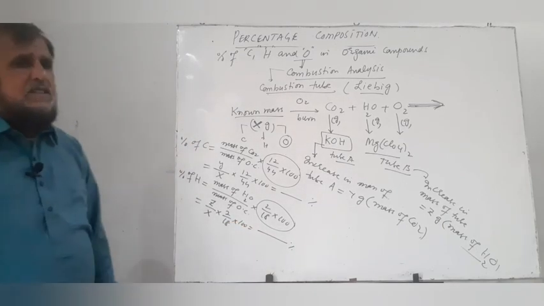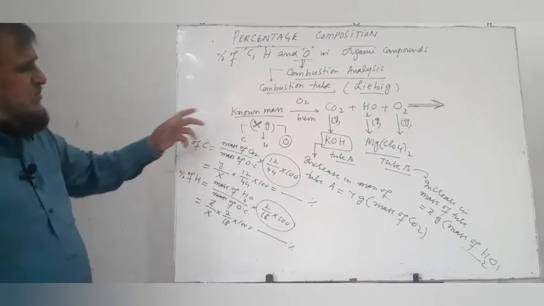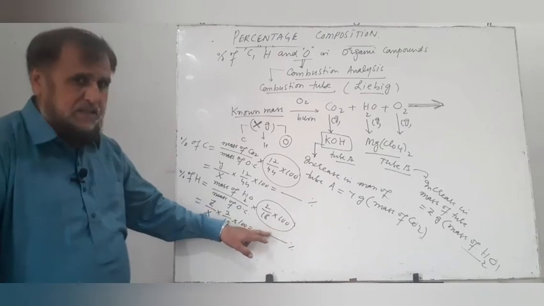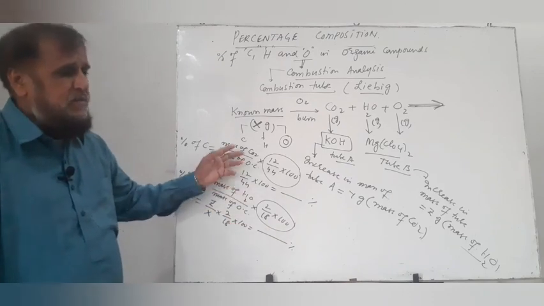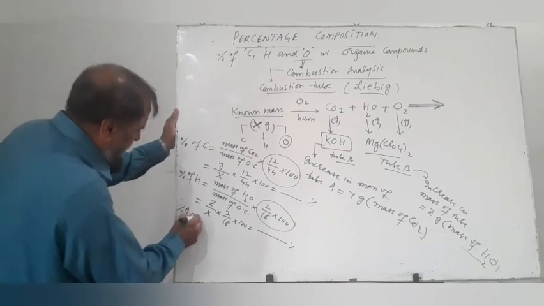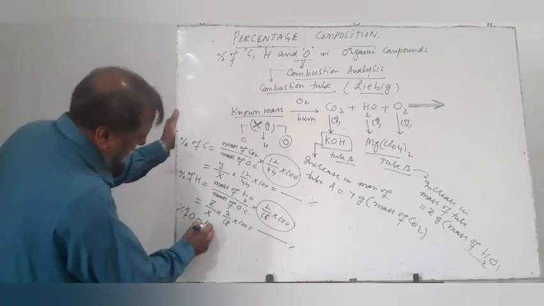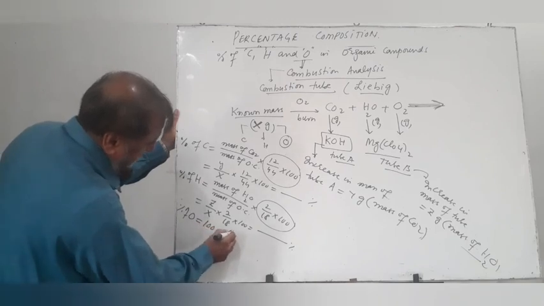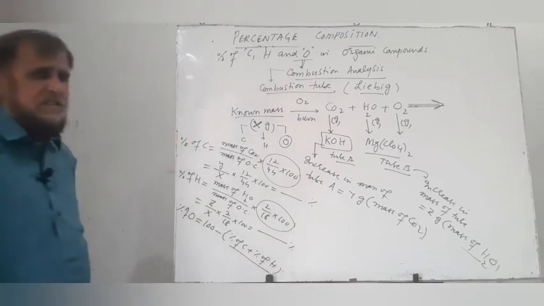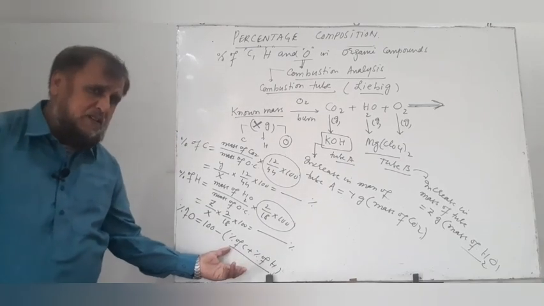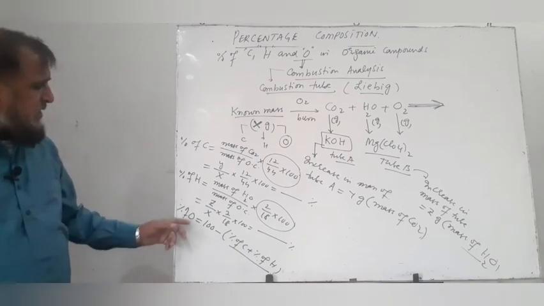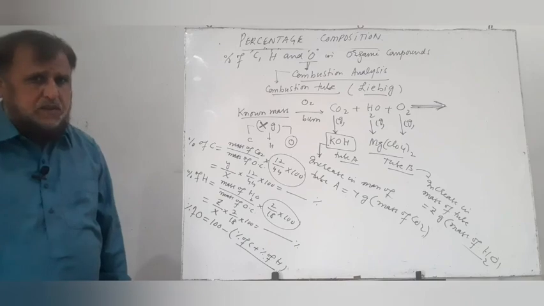There is no direct method for determining the percentage of oxygen. We add up the percentage of carbon and the percentage of hydrogen and subtract it from 100. Thus the percentage of oxygen can be calculated by the formula 100 minus (percentage of carbon plus percentage of hydrogen). If the collective percentage of carbon and hydrogen is 90%, then the remaining 10% will be oxygen. In this way, we can calculate the percentage of oxygen.